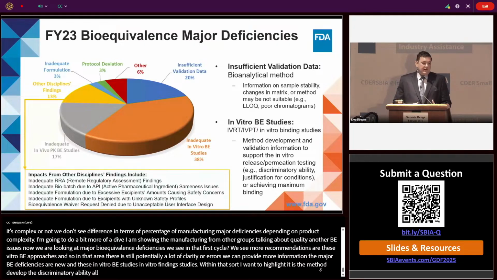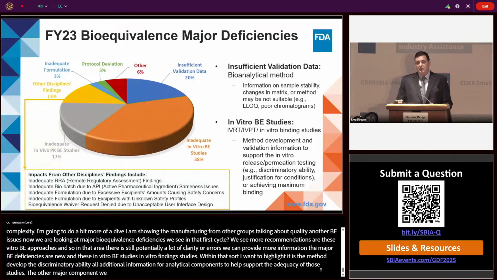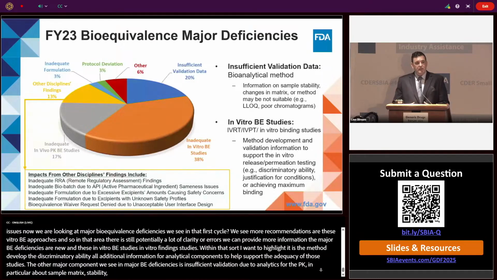The second major component we're seeing in major BE deficiencies is actually insufficient validation data. This is typically with either those analytics for the PK or the in vitro studies, in particular about sample matrix, stability, LLOQ, and chromatograph issues. And so this is another key component in your method validation analyticals, where we see a lot of gaps and challenges that can be addressed.